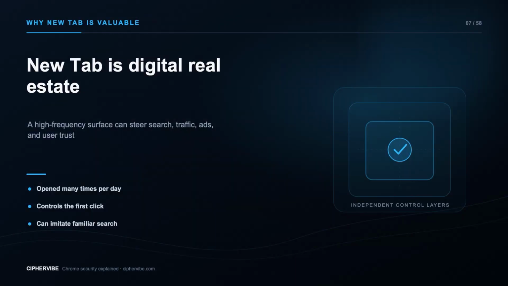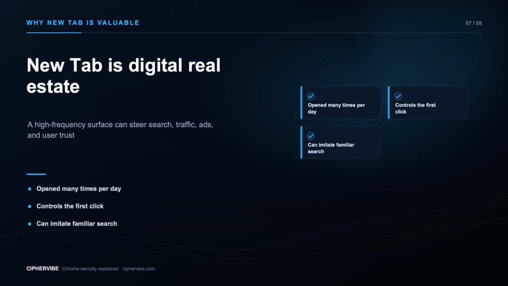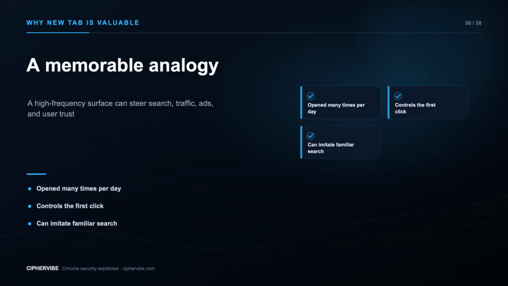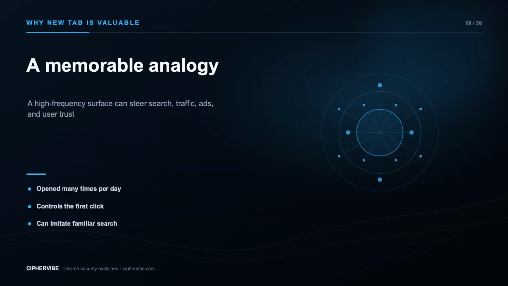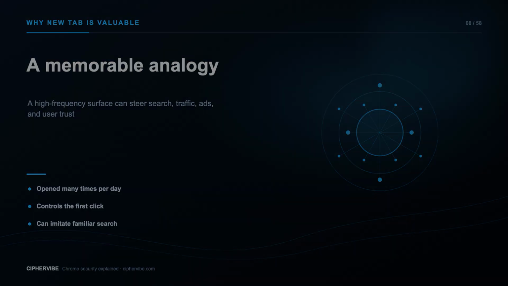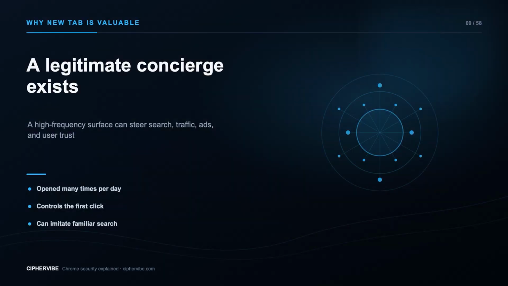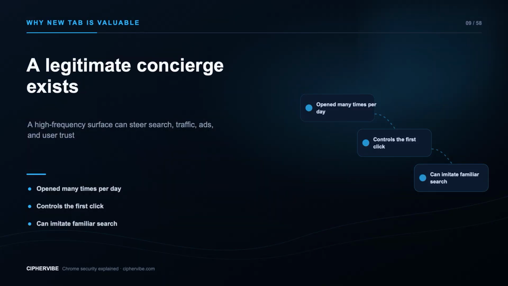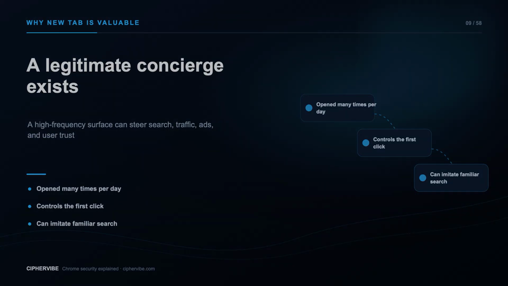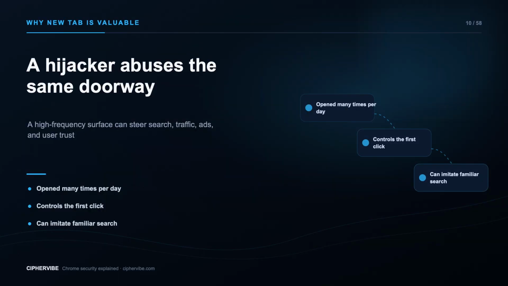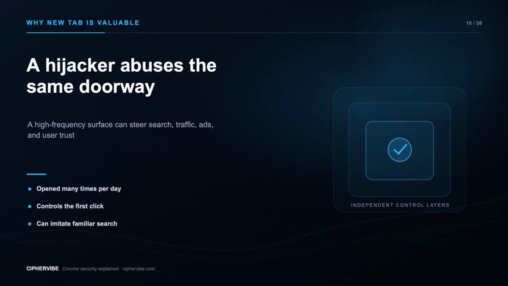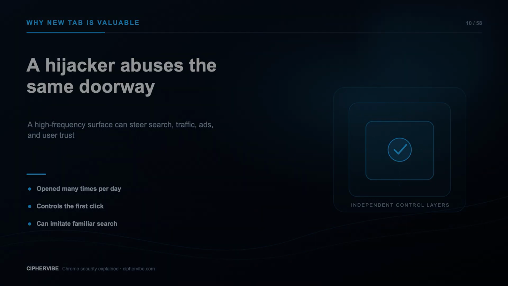The new tab page appears again and again, so controlling it gives an extension repeated access to your attention. Think of new tab as the lobby desk in your browser building. Whoever runs it greets nearly every visit. A trusted productivity extension may replace the page with bookmarks, tasks, or a dashboard because you explicitly asked. A deceptive extension can insert its own search box, redirect queries, show ads, or collect browsing signals.